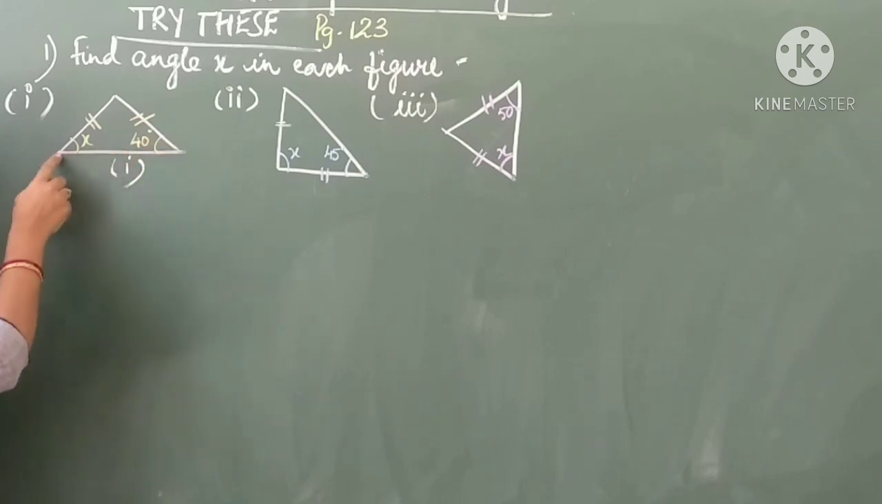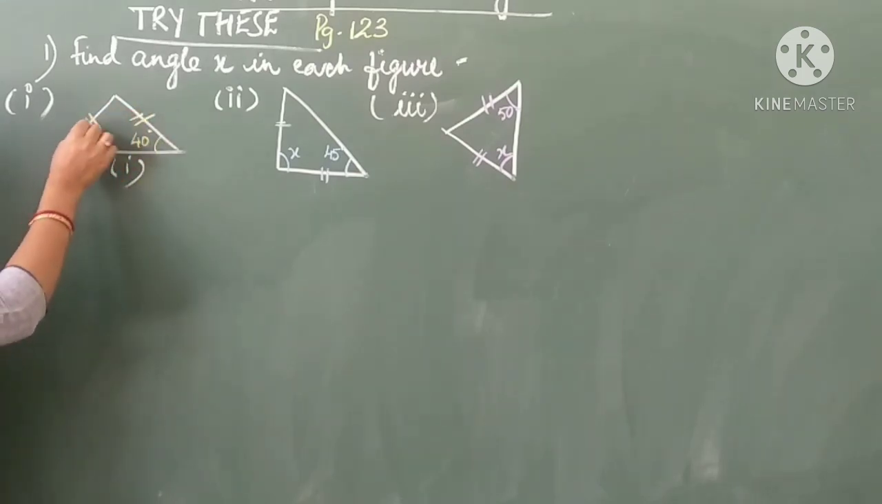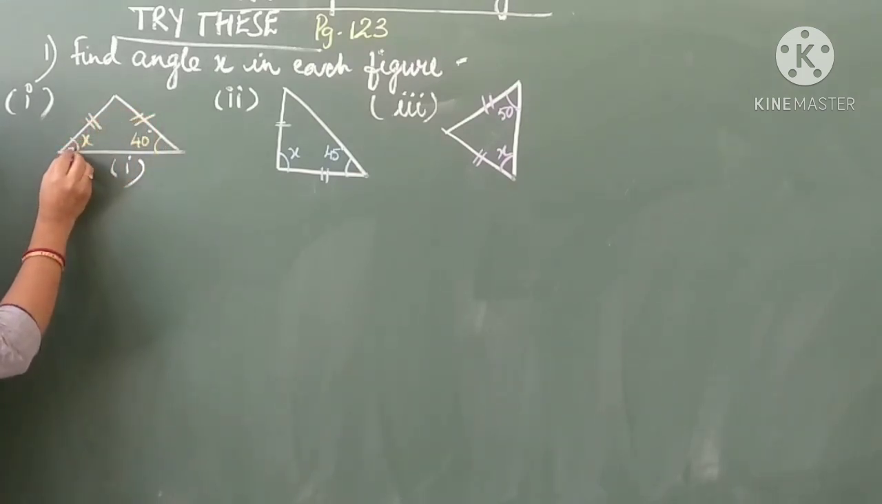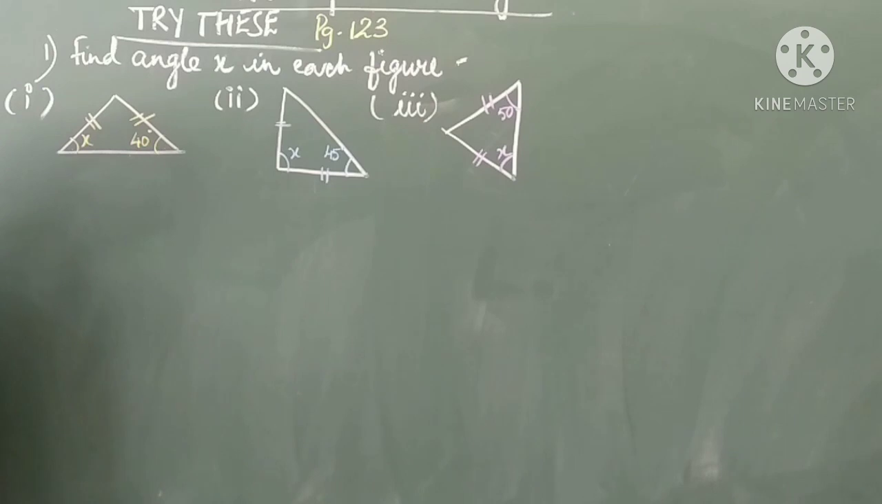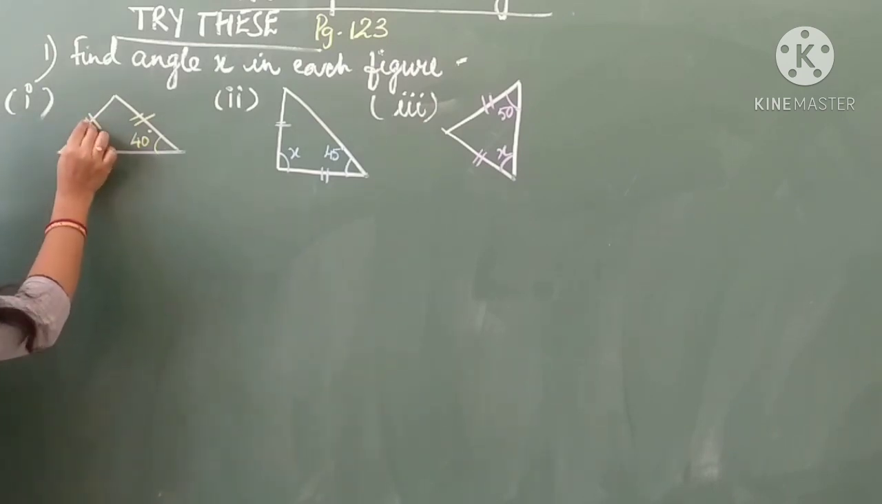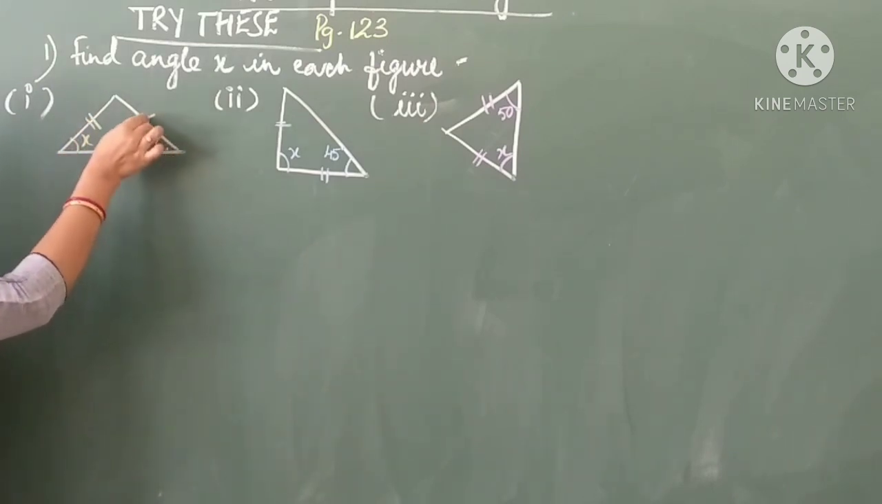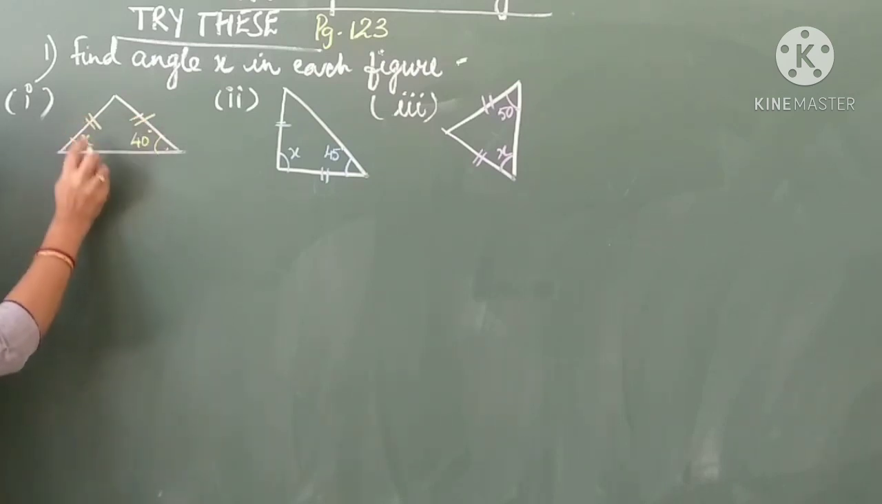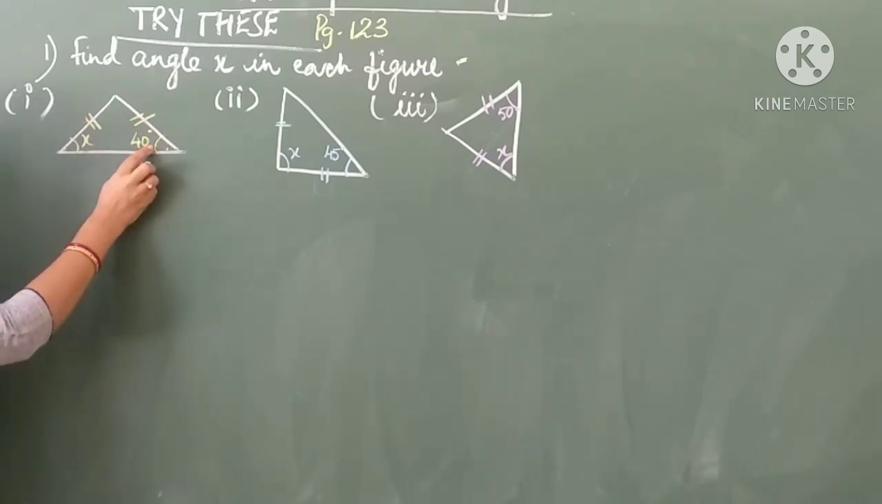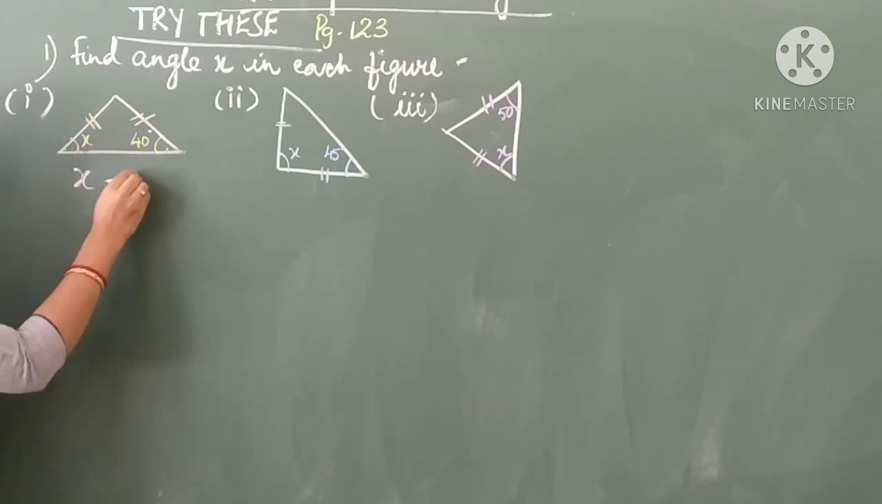You can see the figure. These two sides are equal. Hence, these two angles are also equal. You can see the angle opposite to this side is this. The angle opposite to this side is this. So, if these two sides are equal, therefore these two angles are also equal. It means x is equal to 40 degrees.